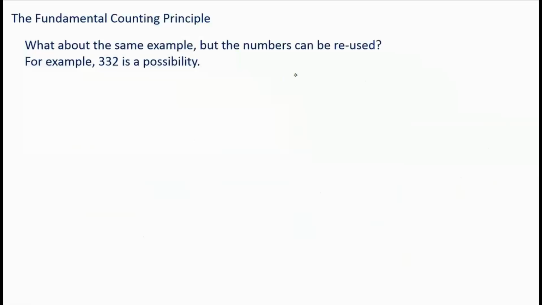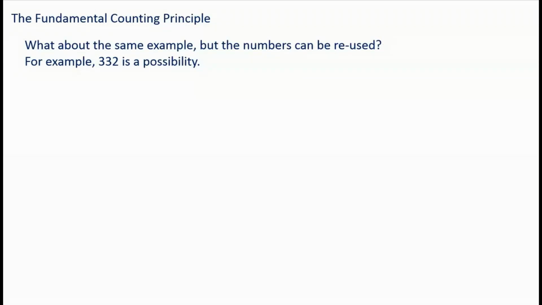All right, so what about the same example, but the numbers can be reused? So, for example, 332 is a possibility. Note what we just did, 332 is not a possibility because you can't use 3 twice. Or 222 is certainly not a possibility because you can't use 2 3 times. You wanted to use each digit just 1 time.